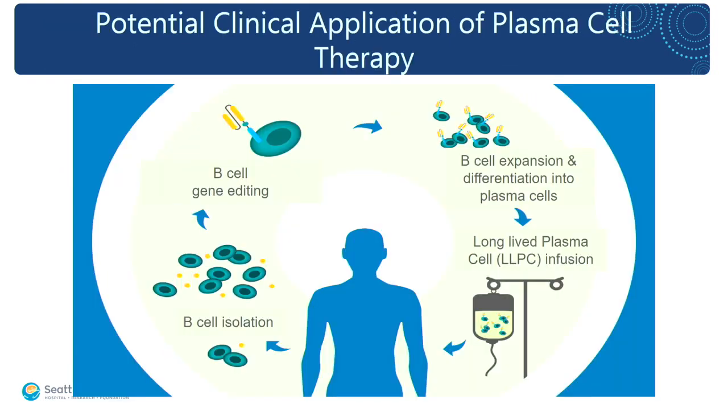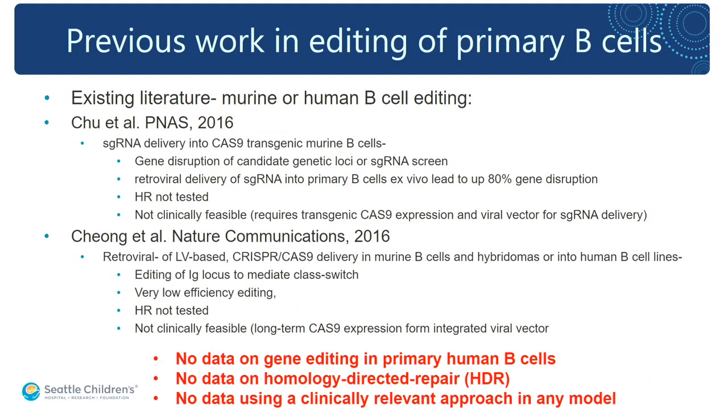So here's our vision. We isolate the B cells, we edit them, we turn them into plasma cells, we give them back, right? So can this be done? So this is the one slide where we can summarize a field in a single slide. There are 2 papers previously done with human or murine B cell editing. Both of them were really not a platform that could be used clinically.